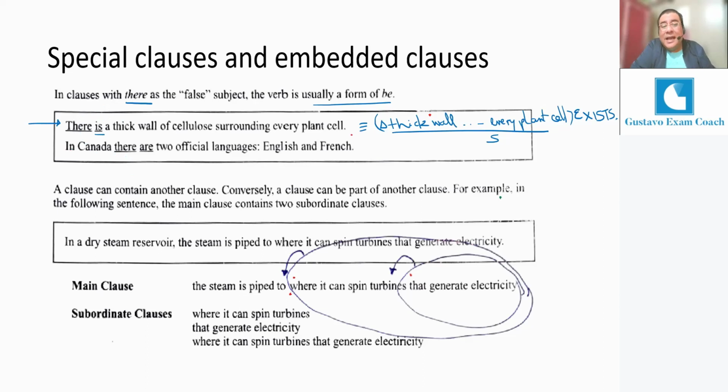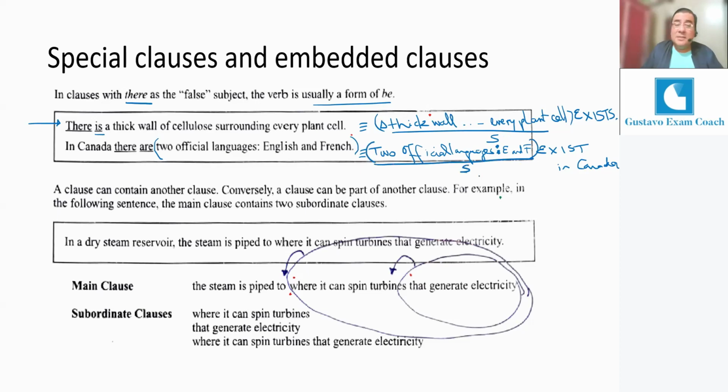Another example, in Canada, there are two official languages, English and French. Okay, take a look. If you say this, there are two official languages, English and French, there is not the subject, but two official languages, English and French, is the true subject of the sentence. We could say, two official languages, English and French, exist in Canada. So, this is truly the subject of the sentence. And it's possible that a clause can contain another clause.